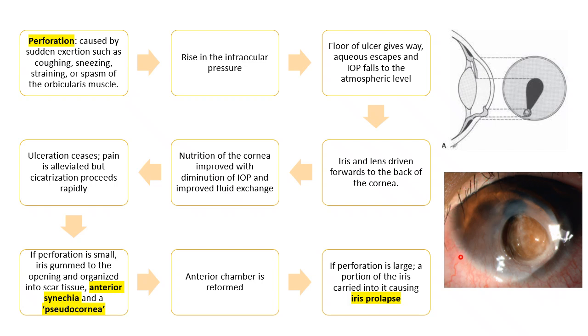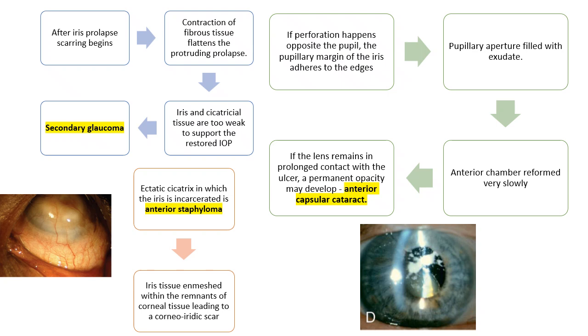Now, suppose the perforation is large. A majority of the iris is carried into it, in fact, and this would cause an iris prolapse, as you can see here. If the perforation is very large, the entire corneal tissue may even slough out. Only a rim of the corneal tissue would remain, and once this sloughs out and a tissue loss occurs, what happens to make up for that tissue loss? The whole iris, almost whole of the iris, prolapses through the perforation, and that is what you call an iris prolapse.